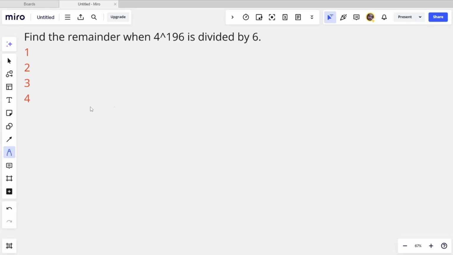So as we know the concept, we have to find out the remainder cycle of 4 divided by 6. So 4 raised to the power 1 divided by 6, the remainder will be 4. And 4 raised to the power 2 divided by 6, that is 16 divided by 6, the remainder is also 4. So what is the cyclicity of 4 raised to the power n divided by 6? The cyclicity is 1.